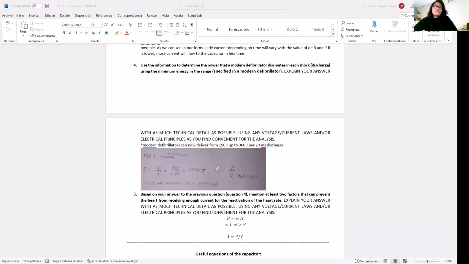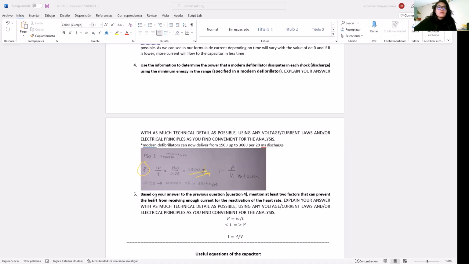So now, to determine the power of a monophasic defibrillator, using the minimum energy in the range, we use the formula of power, having the watts, that in this case the delivery is 150 joules divided by 0.02 seconds. And we have a total of 7,500, and that will be our value in order to determine the power.